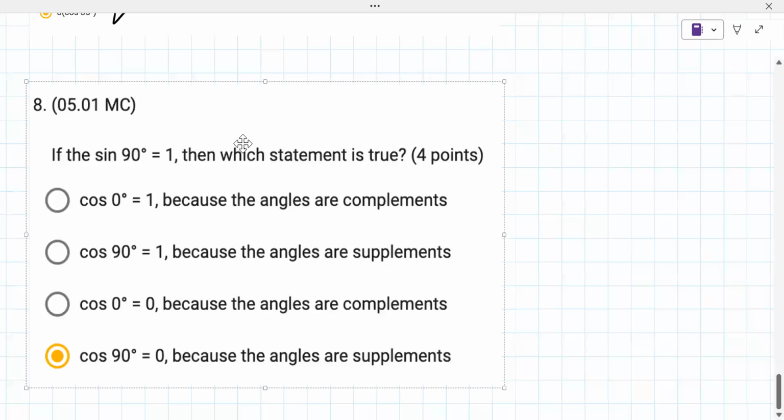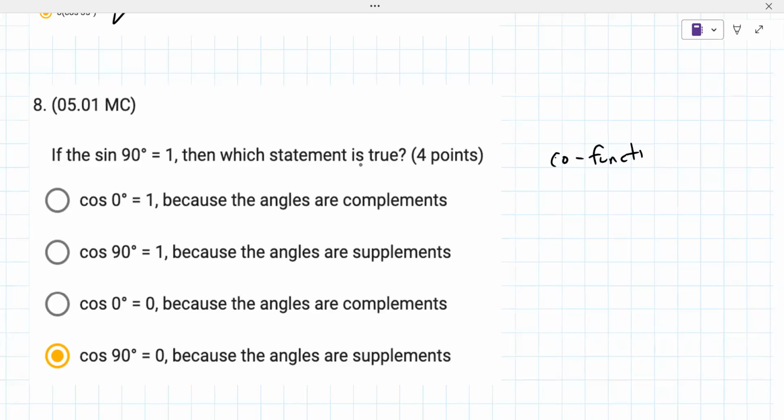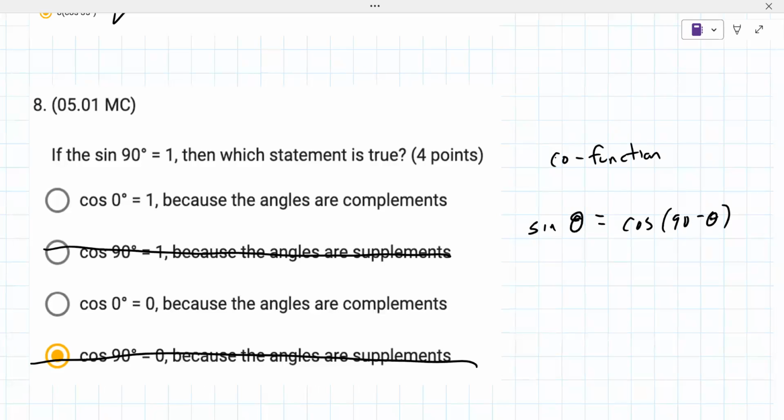If sine 90 equals 1, then which statement is true? So this is the cofunction. So the sine of theta equals the cosine of 90 minus theta. So what is the angle in your problem? 90 degrees. So what is 90 minus 90? 0. So it's either the first one or the third one, but they do equal the same value. So if sine 90 is actually 1, then cosine of 0 must also be 1.